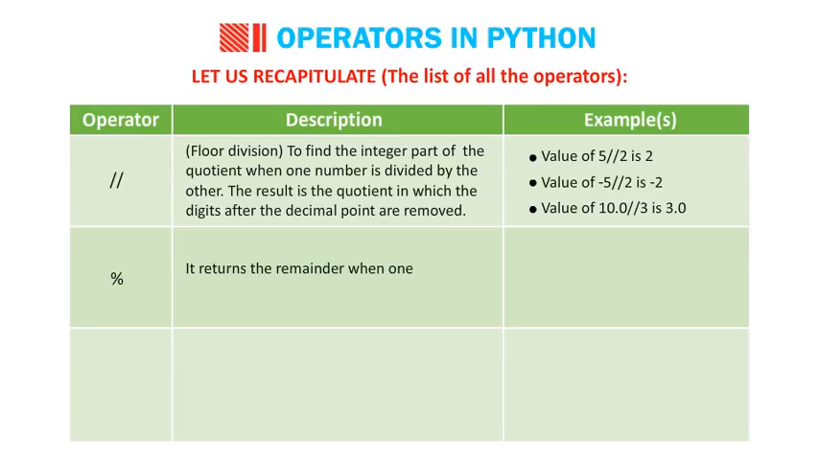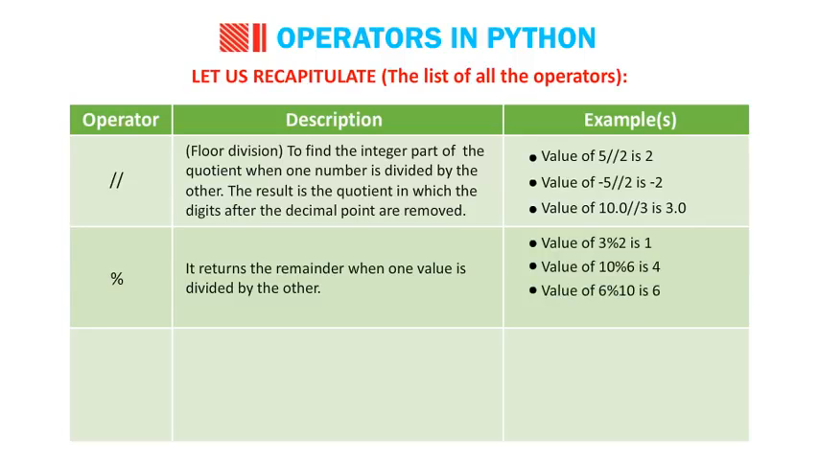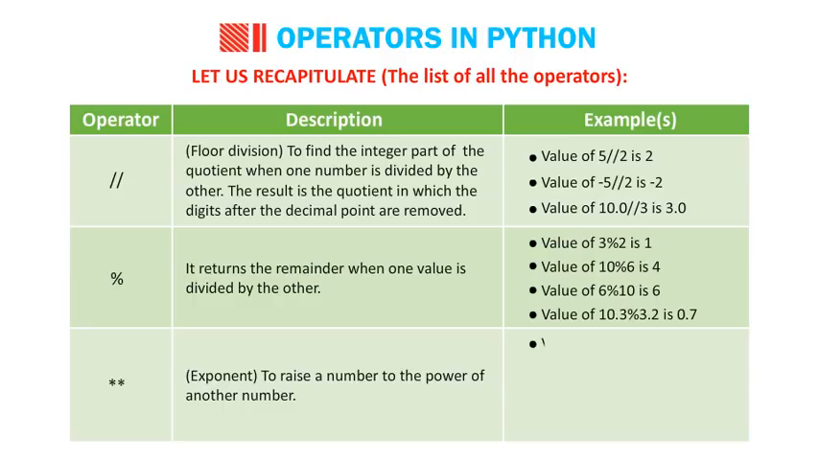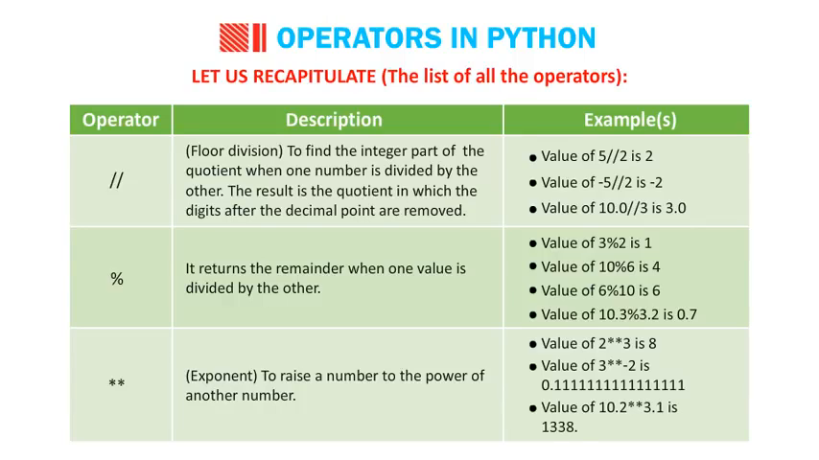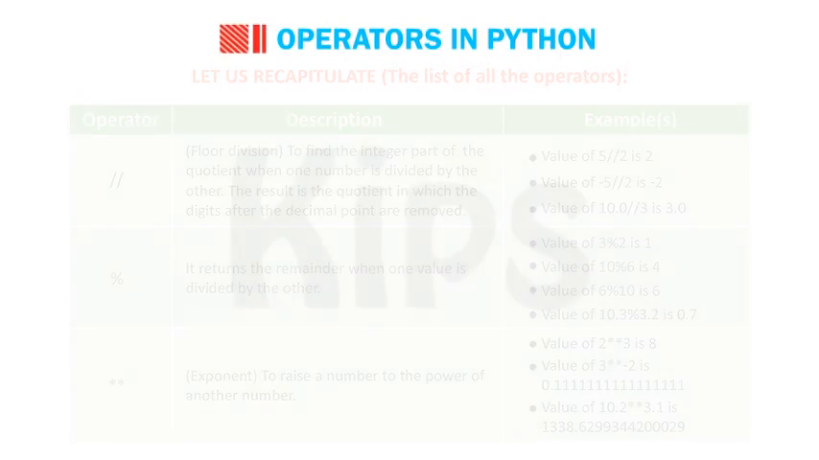Percentage. It returns the remainder when one value is divided by the other. Value of 3%2 is 1. Value of 10%6 is 4. Value of 6%10 is 6. Value of 10.3%3.2 is 0.7. Asterisk asterisk, exponent. To raise a number to the power of another number. Value of 2**3 is 8. Value of 3**-2 is 0.111111111111111. Value of 10.2**3.1 is 1338.6299.